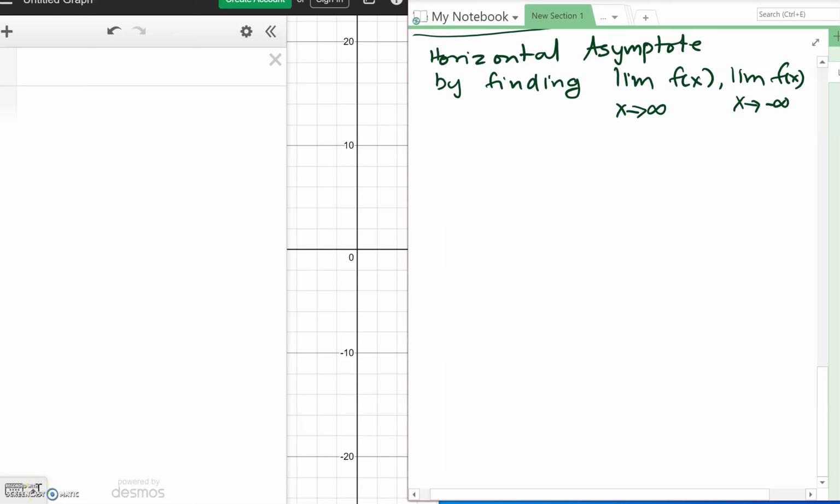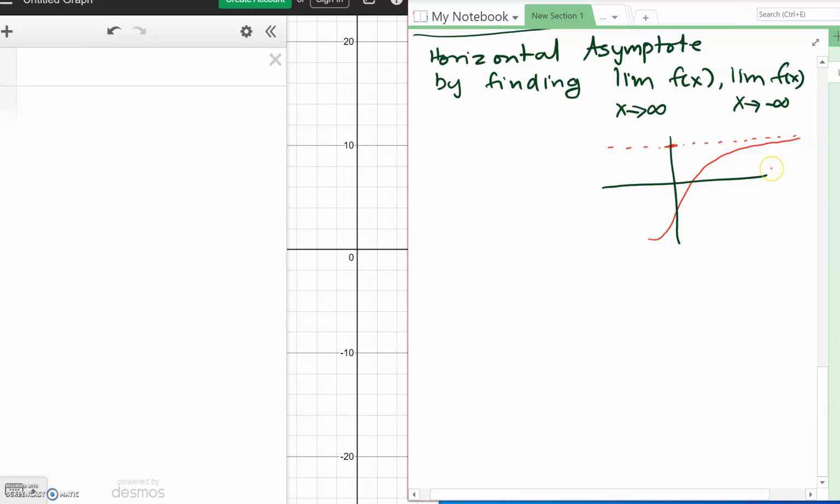Okay, so now we're going to see how to identify horizontal asymptotes. Horizontal asymptotes: if you have a graph that stabilizes, or becomes horizontal at some height, then that height, that y value, is the horizontal asymptote. So the y value stabilizes to that height, and if such a height exists, then a horizontal asymptote exists.